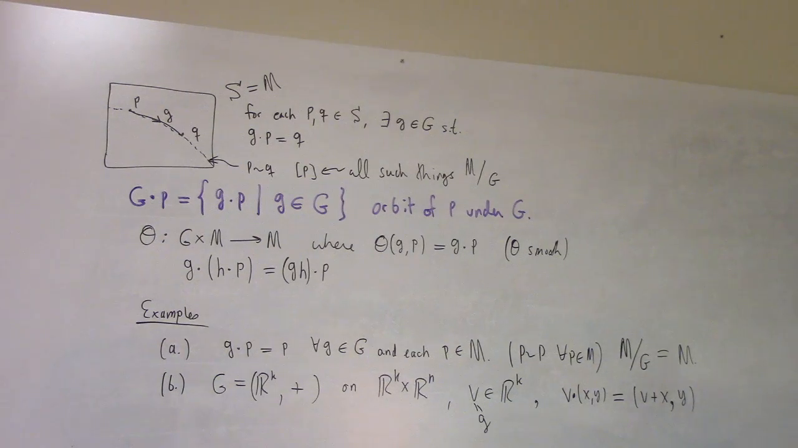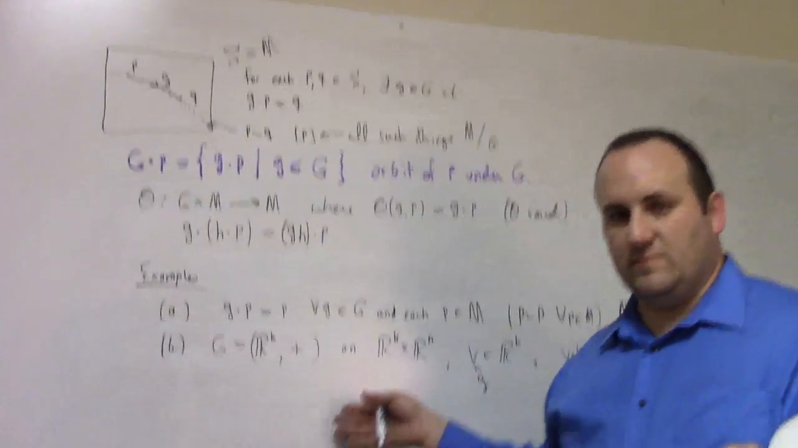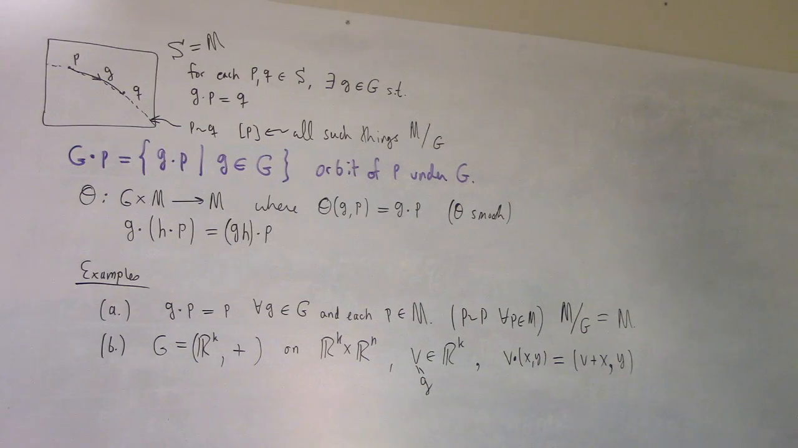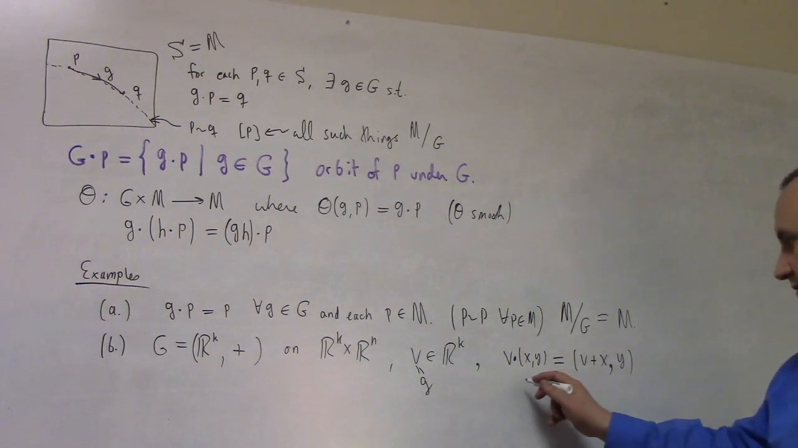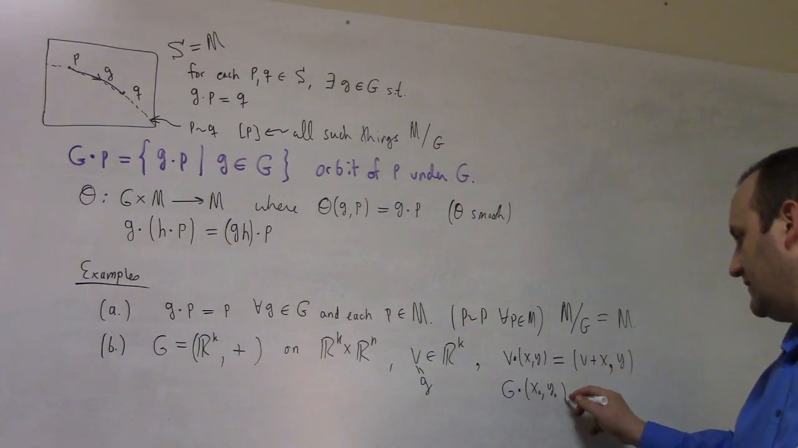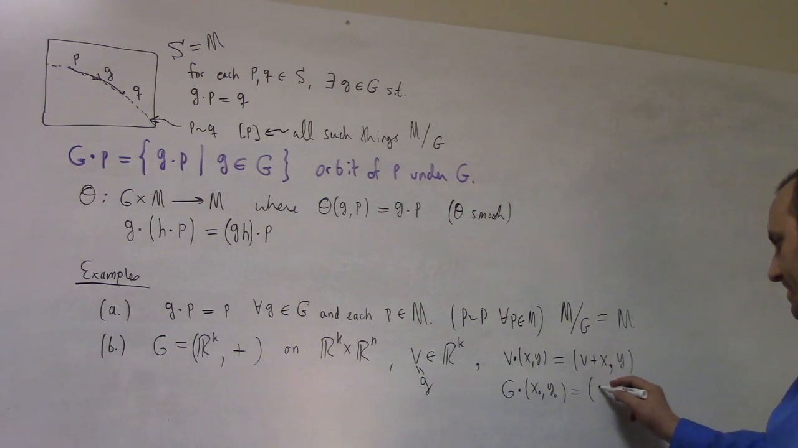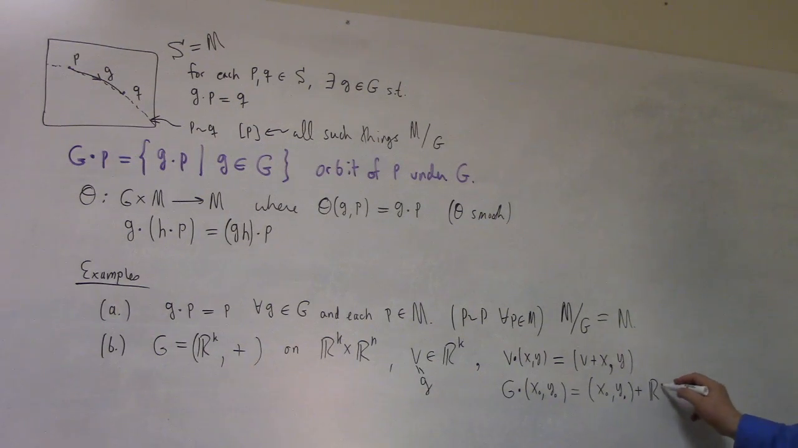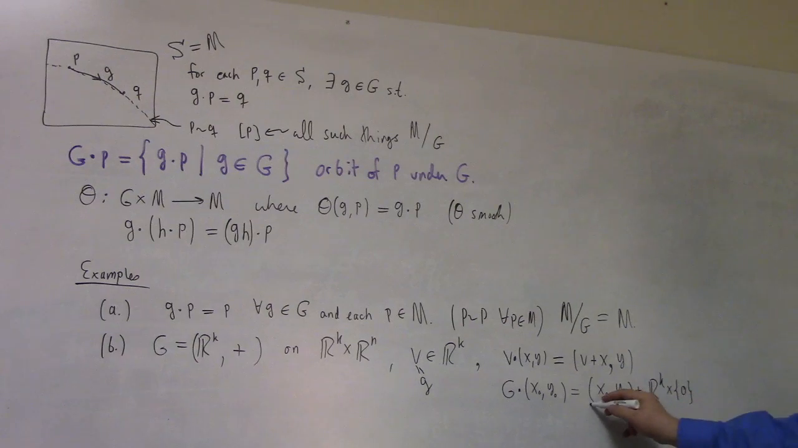Alright. So, this defines a group action. What are the orbits? If you take G dot a particular point, say X naught, Y naught, what's that look like? It's isomorphic to R^k, centered at X naught, Y naught. It's basically just this space, right? It's a k-dimensional subspace that has the point in it.